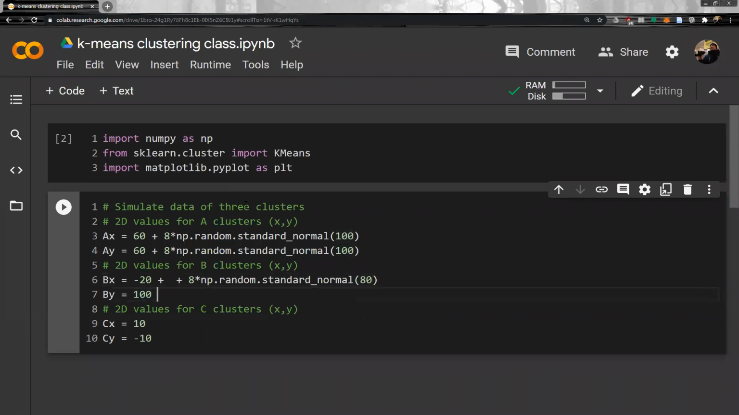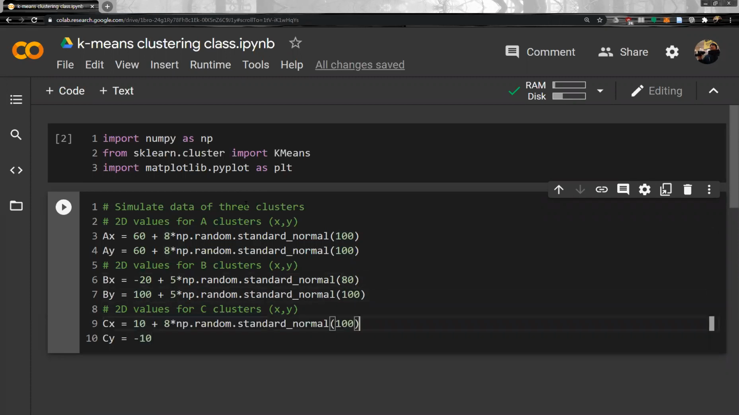For the B cluster, let's say 80, and then plus 80. And then for the C cluster, let's say 5. And for this one, the sample size should be the same, 80. And then this one, let me say 77 and then 77. Okay, so we simulated the data.